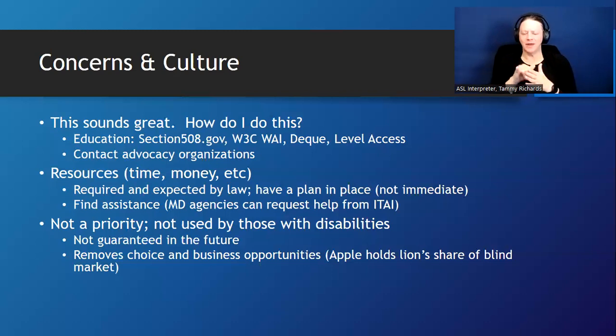The second part is that it removes choice from both you and others, and it affects business opportunities as well. An example I like to point to a lot is Apple and their iPhones, which hold the lion's share of the blind market because they were first out there with a phone that had built-in accessibility features that were good. So Android has spent a lot of time catching up. So that market share has shrunk a little bit, but iPhones still hold about 70% of the blind market, according to a survey done by WebAIM.